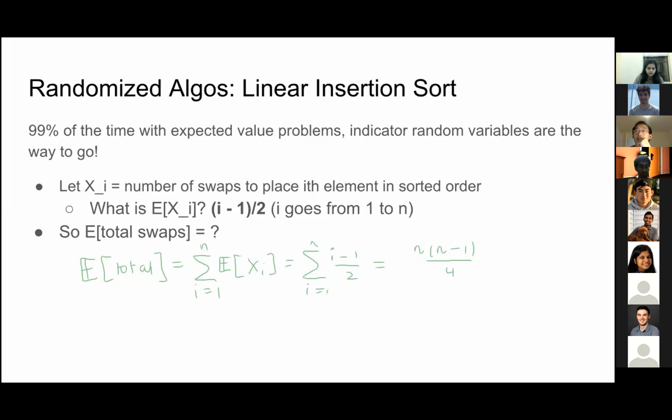Yeah, another approach is, instead of looking at how many swaps it takes to move the ith element in sorted order, consider all pairs. Let x sub i,j be 1 if the ith and jth elements are swapped, and that happens with probability 1/2. Then the total number of swaps would be the total number of pairs times 1/2, which is n choose 2 over 2, which is the exact same answer. Cool.